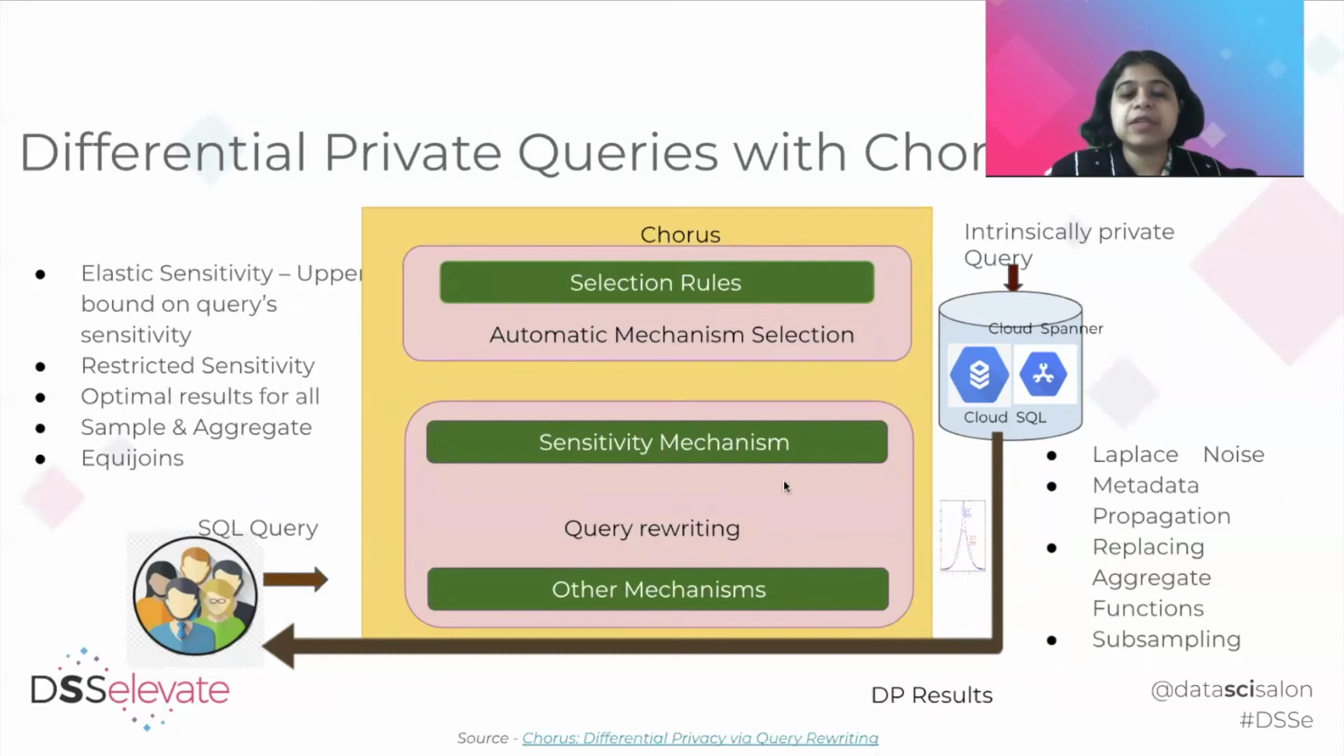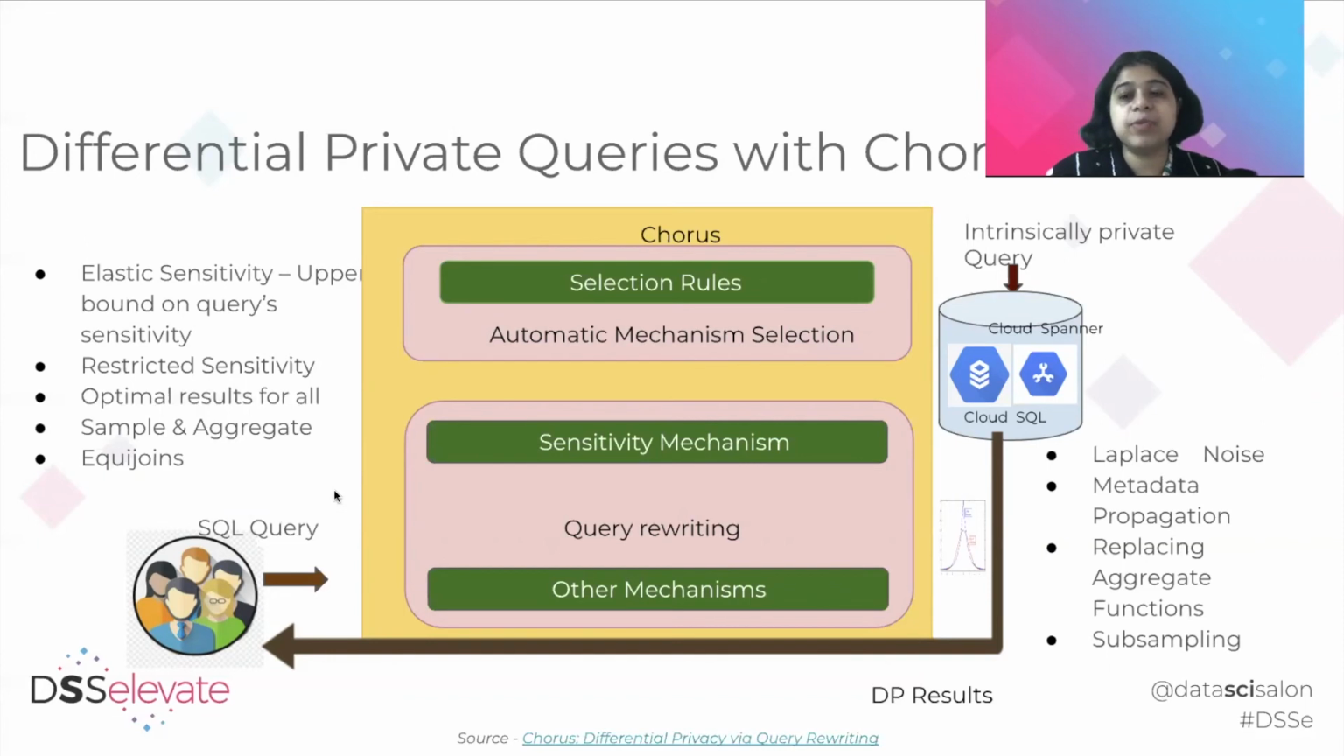The sensitivity mechanism and other mechanisms are there which can help to assure differential privacy based on the type of the query. And there is also a mechanism that will enable automatic selection of which mechanism gets chosen. And here the SQL query generator just has to submit the query. The sampling and aggregation rules, yielding the optimal results for different varieties of queries and subqueries, are the task of the Chorus framework. And it also assures elastic sensitivity, where it has an upper bound on the query's sensitivity, not only on the query's privacy budget, but also the sensitivity.